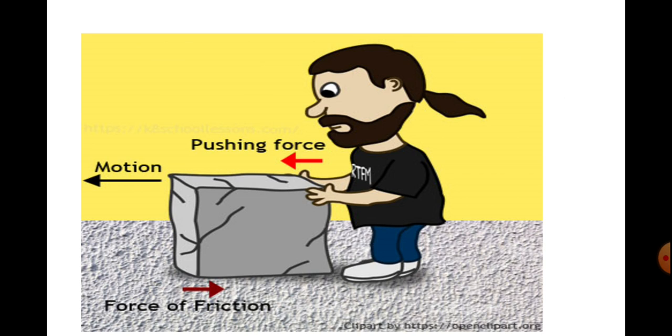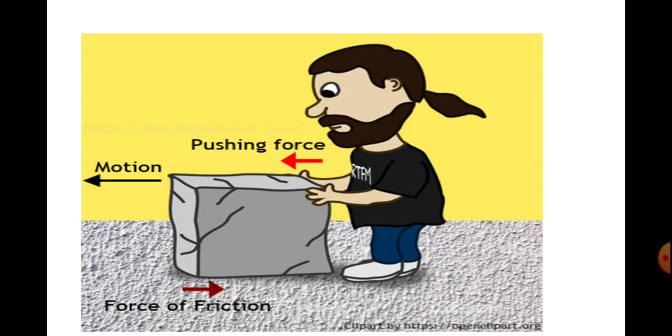The force of friction acts in a direction opposite to the direction of motion of an object. Suppose the motion of the object is in the right direction, then the force of friction will act in the left direction. When you are pushing the book towards the right, the force of friction acting on it is toward the left side, and when you are pushing the book to the left side, the force of friction acting on the book is toward the right side. This is why the force of friction always opposes the motion of the object.